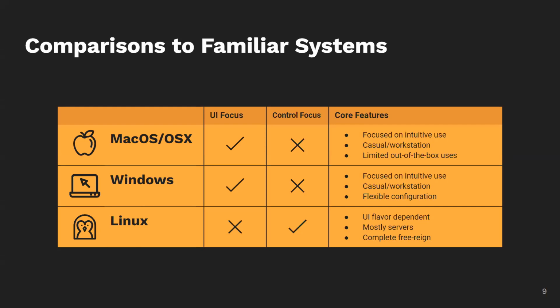And you can kind of see that in the core features of how Mac OS is designed. It's designed to be very, very intuitive. Even if you're not very comfortable with computers, the way that it naturally functions and works just kind of makes sense with what you expect from a computer. This makes it perfect for casual use or as a workstation in a business. But unfortunately, because all these things are so high level and meant to be easy, it actually has very limited out of the box functionality, at least compared to Linux.